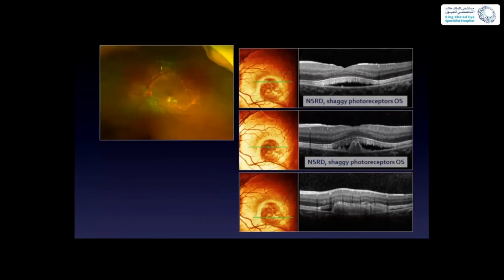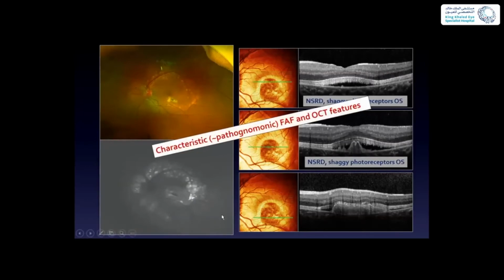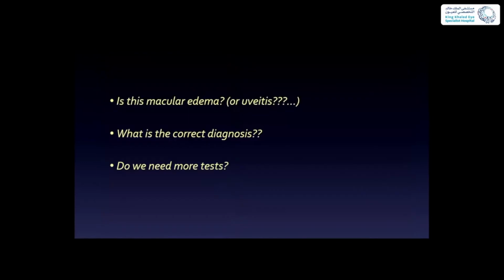Same thing in the left eye: shaggy photoreceptors, and the retina swims or floats over the RPE, a very characteristic feature. Now, this is a characteristic, I would practically say pathognomonic, fundus autofluorescence picture and OCT features. And so this is definitely not macular edema.